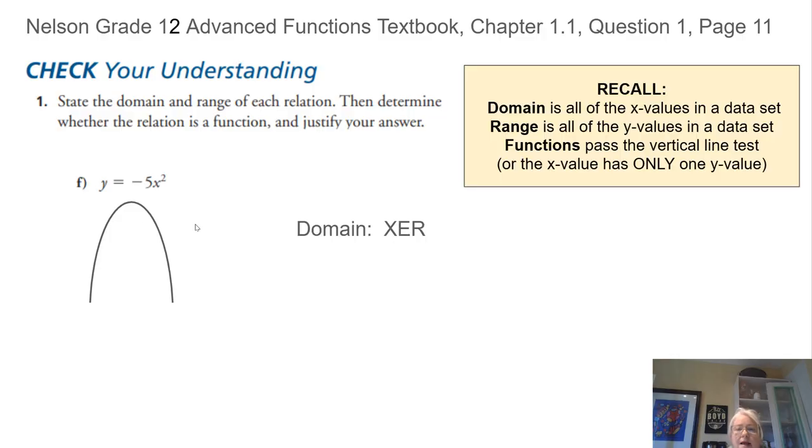So we can say that x is an element of real numbers. The range, however, is never higher than 0. So you would say that the range, the y value, has to be less than or equal to 0. So we don't have to put y in between two numbers because in one direction it still goes on forever. Is this a function? Yes, it is. The justification is it passes the vertical line test. And I think that's all we've covered for question 1.